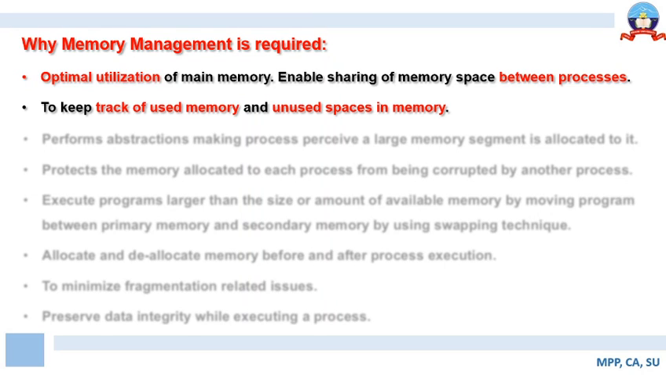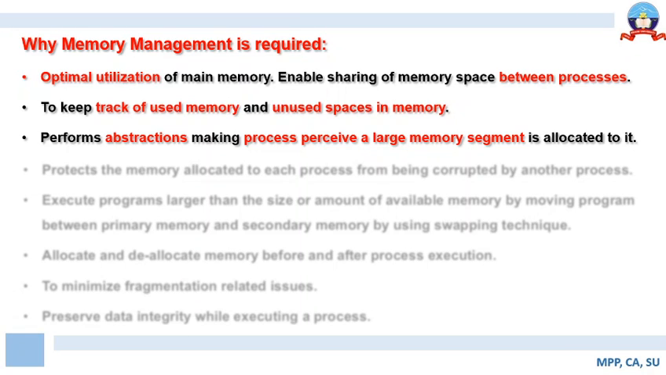The second one is to keep track of the used and the unused memory space, because the utilization of memory is done in real time. Constantly, processes migrate from the secondary memory to the main memory, and from the main memory to the secondary memory. So we need to keep track of which memory spaces are being utilized and which are currently free, so that we can make optimal utilization of memory space. That is, to keep track of used and unused spaces in the computer's memory.